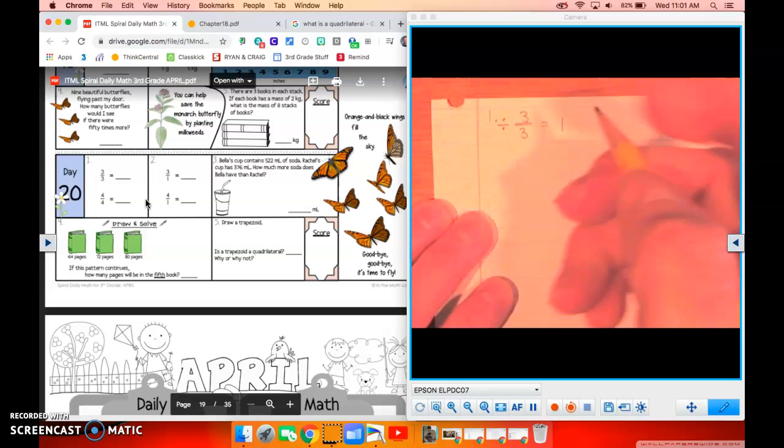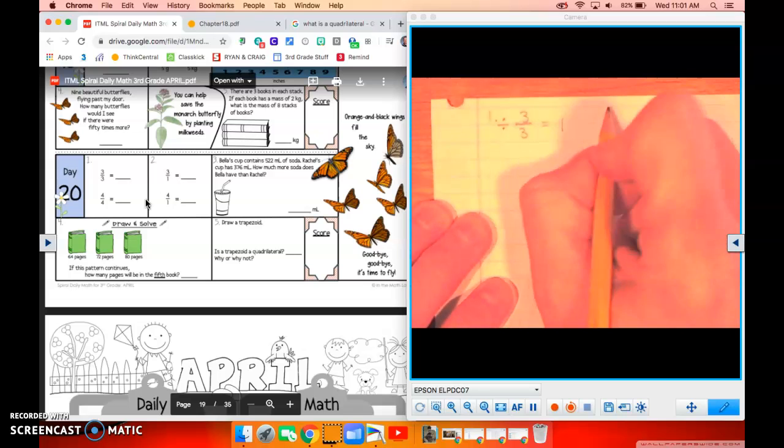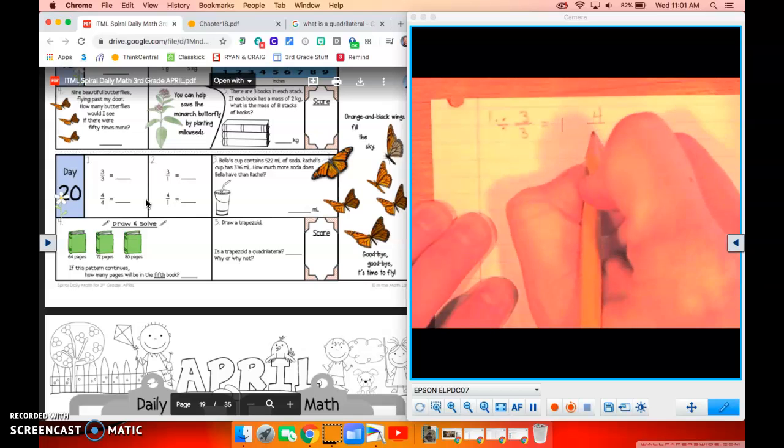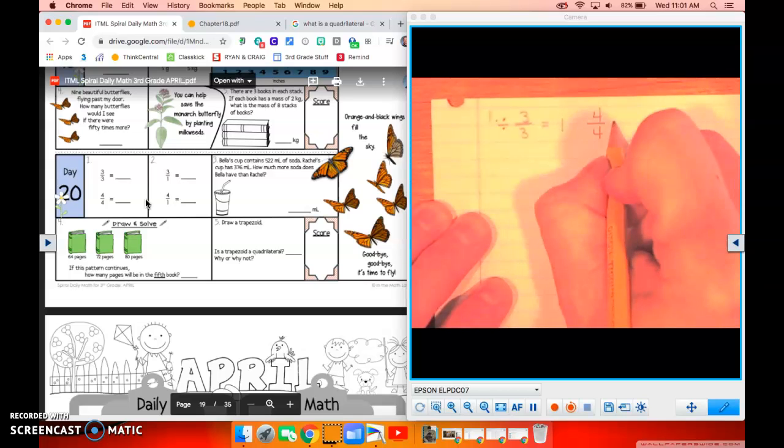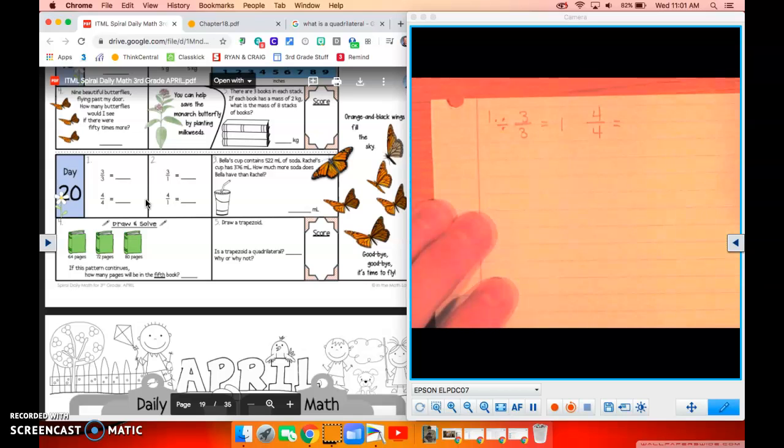So now let's look at the other part. 4 over 4 equals, what do you think that is? Yep, that's also 1. Pretty cool, huh? All right, let's keep moving.